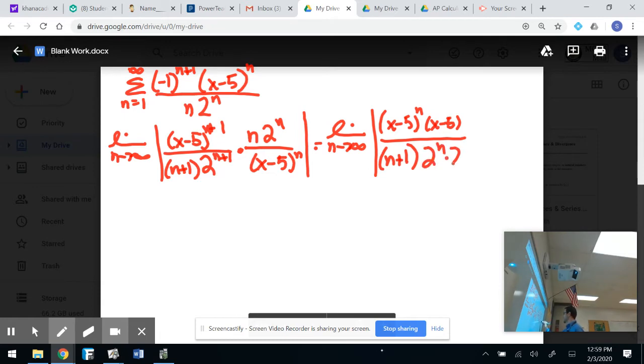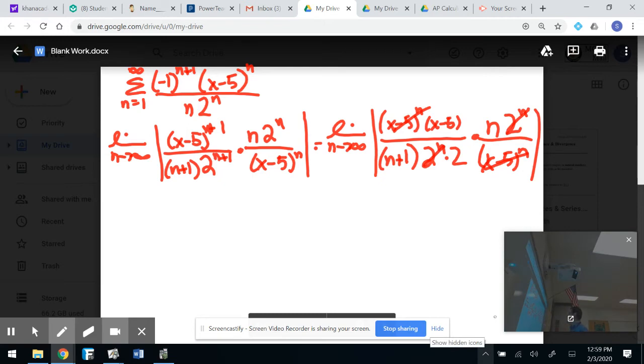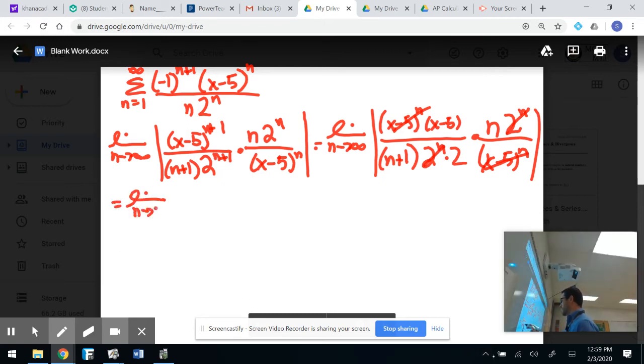2 to the n times 2. Okay, and then I got an n, I got 2 to the n, I got an (x minus 5) to the n, and then I'm going to cancel. Everything else is good to go, right? I think so. So here we go, equals the limit as n approaches infinity of x minus 5, multiplied by n all over 2 to the n plus 1.